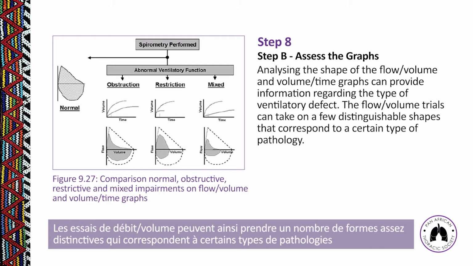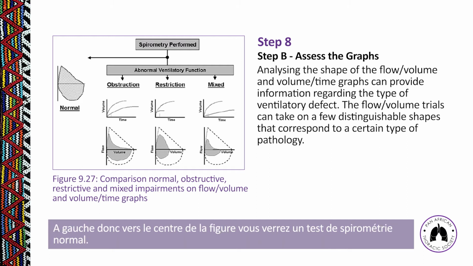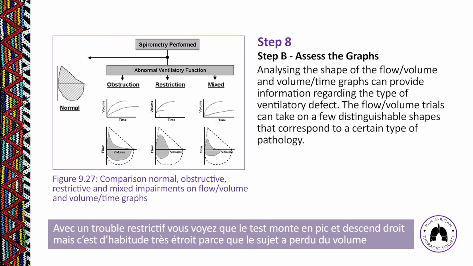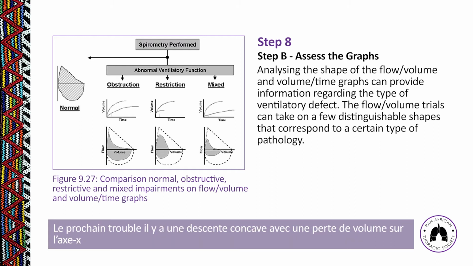The flow volume trials can take on a few distinguishable shapes that correspond to a certain type of pathology. On the left-hand side, towards the middle of the figure, you can see a normal spirometry test. The first figures of flow volume and volume time graphs show obstructive spirometry. Look specifically for the concavity on the downward curve in an obstructive impairment. In a restrictive impairment, you can see that the test rises steeply and comes down straight, but it's usually very tall and thin. So the patient has lost volume. In a mixed impairment, you have concavity on the downward curve, and you also have a loss of volume on the x-axis.